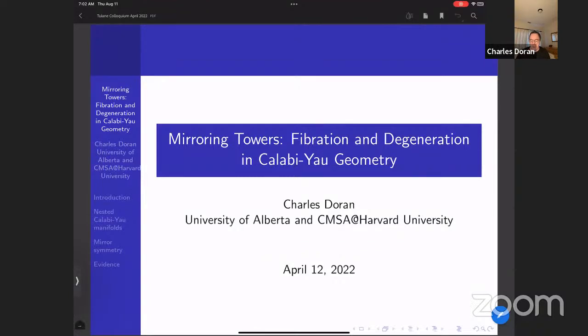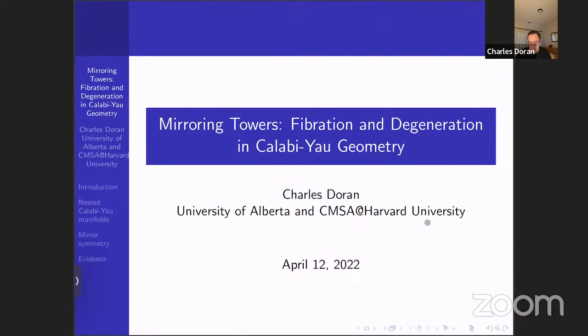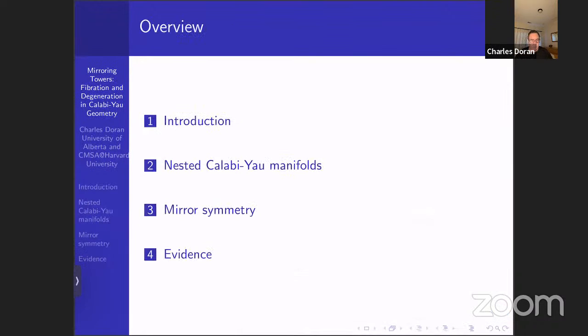Okay, great. So the topic is mirroring towers, fibration and degeneration in Calabi-Yau geometry. The rough outline after an introduction is going to be, I'll talk about nested Calabi-Yau manifolds. This is going to be closely related, but not quite the same thing as what I was talking about in some parts of the lecture from Tuesday. Then how mirror symmetry fits into this notion of towers of iterated fibrations. I'll mention the evidence in favor, and then I'm going to switch over, as I said, to one particularly new and interesting feature of the whole story.